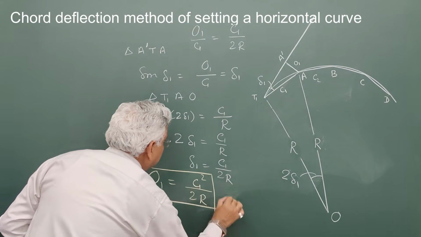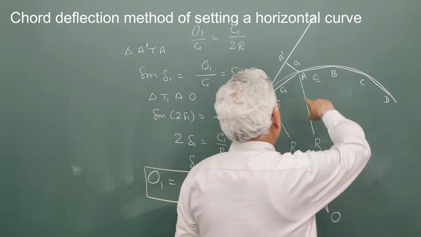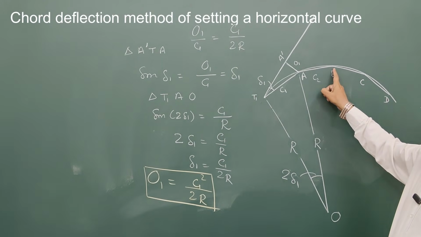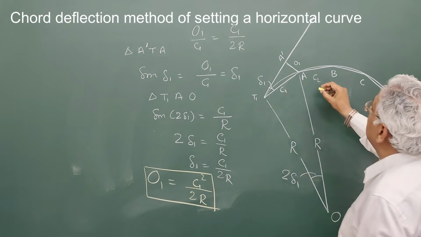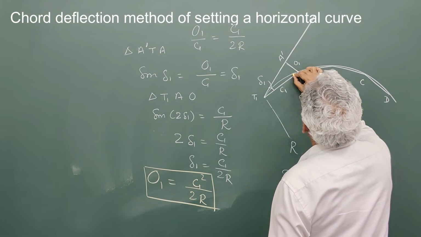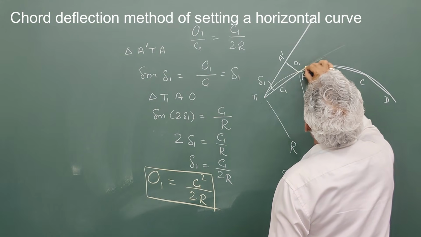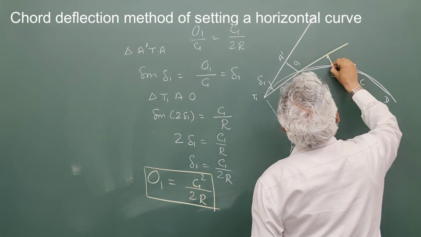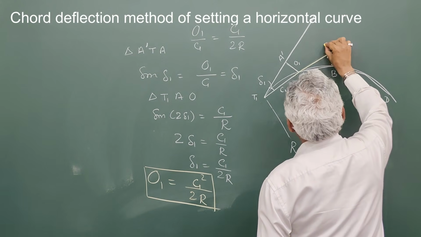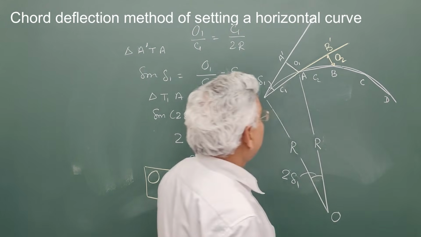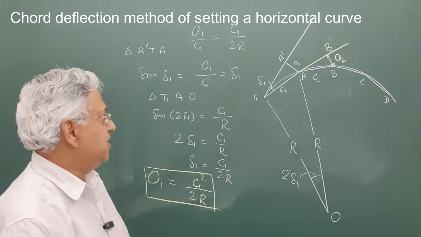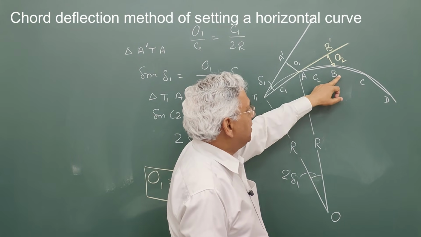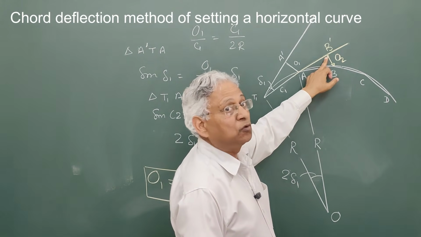Now this is the first offset, the perpendicular offset from the tangent, this distance. Now you take another chord AB of, let us say, length C2, and you extend this chord T1A here. This is now the offset O2. Let us call it B dash. So in the next step, we extend this chord T1A and find out the offset of this point B, which is on the curve, from this produced tangent.